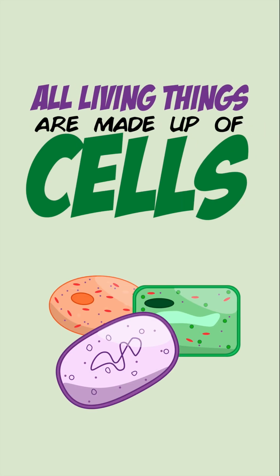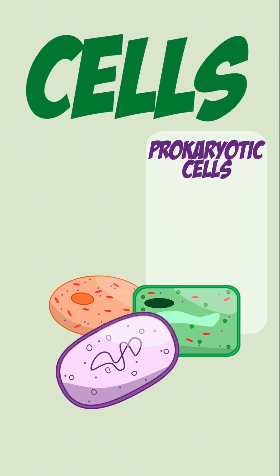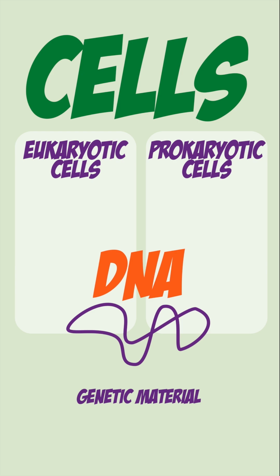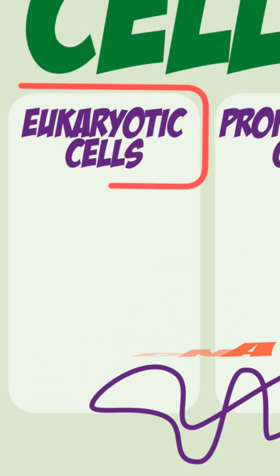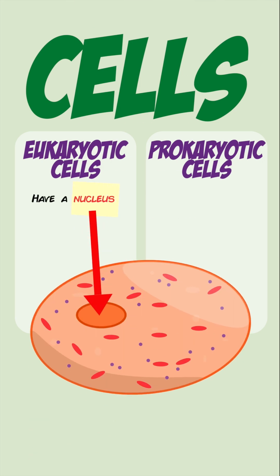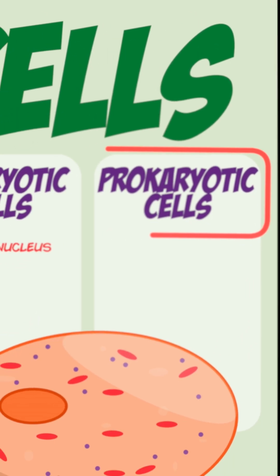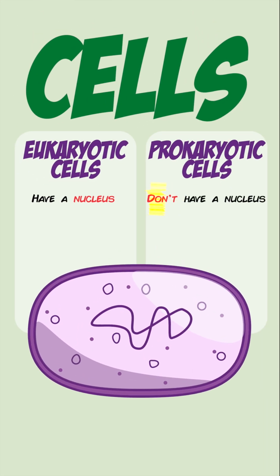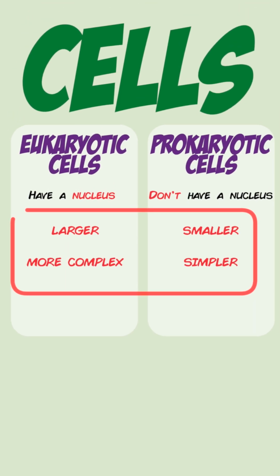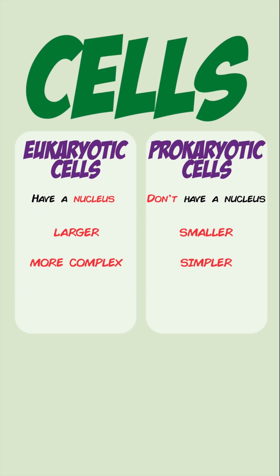All living things are made up of building blocks called cells, and there are two types: prokaryotic cells and eukaryotic cells. The main difference between the two is how their DNA or genetic material is stored. Eukaryotic cells have all their DNA stored in a structure known as a nucleus, whereas in prokaryotic cells, the DNA just floats around. The other difference is that eukaryotic cells are much larger and complex compared to a prokaryotic cell.